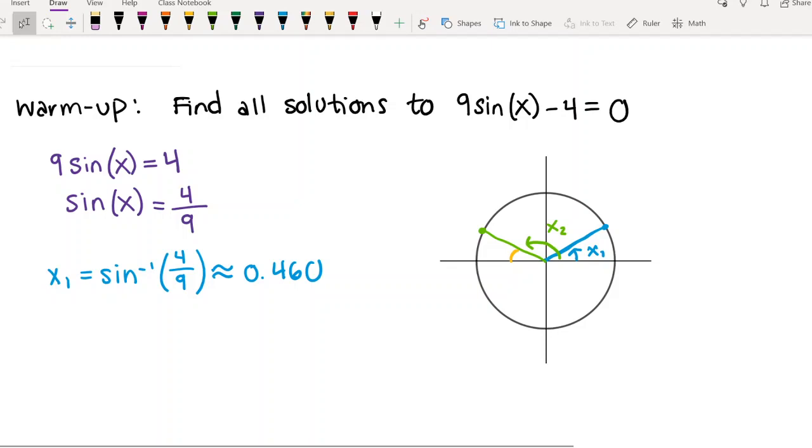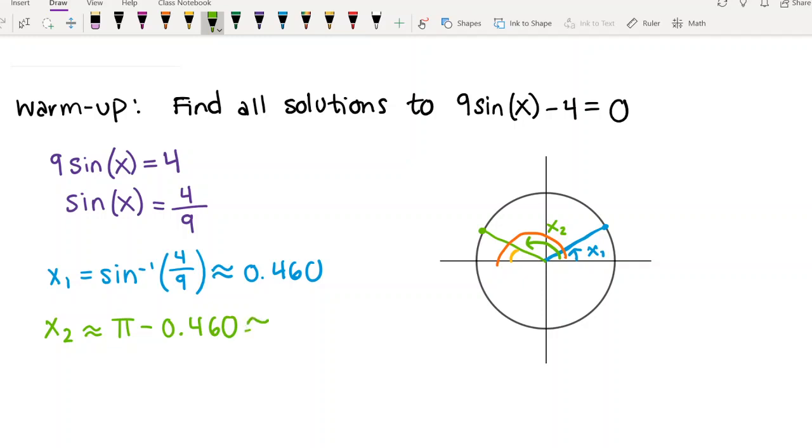And so pi would be all the way like this, so if we do the orange minus the yellow, that will give us the green. That will give us what x2 is. So x2 is approximately equal to pi minus 0.460, and that is approximately 2.681 radians.